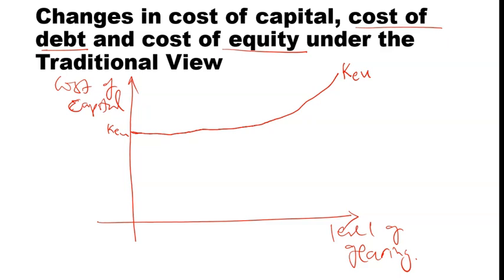Then we have KD. Our KD is low. The cost of debt is usually low, so initially the cost of debt was actually low. However, it then starts to rise because of the firm becoming heavily geared.